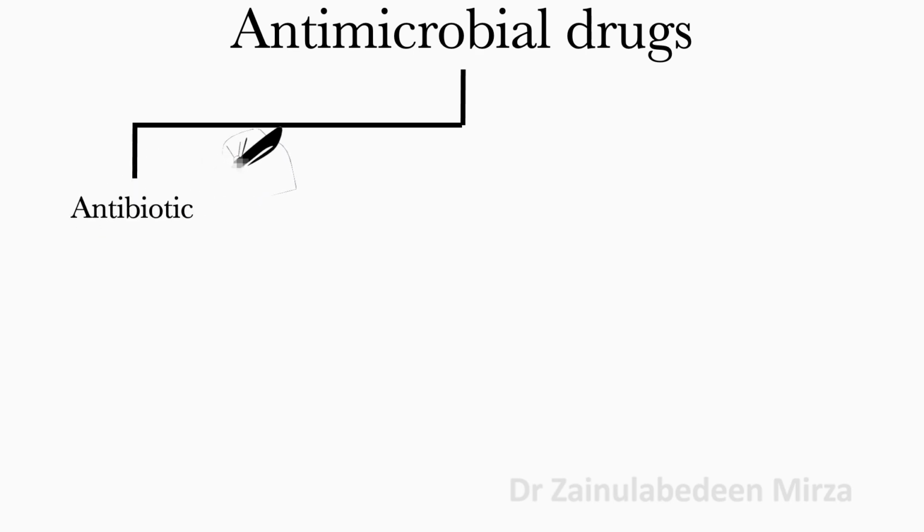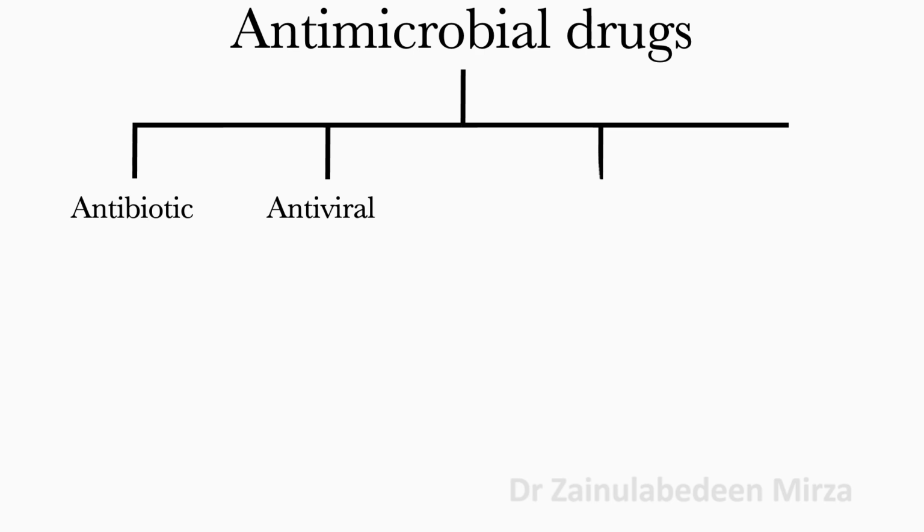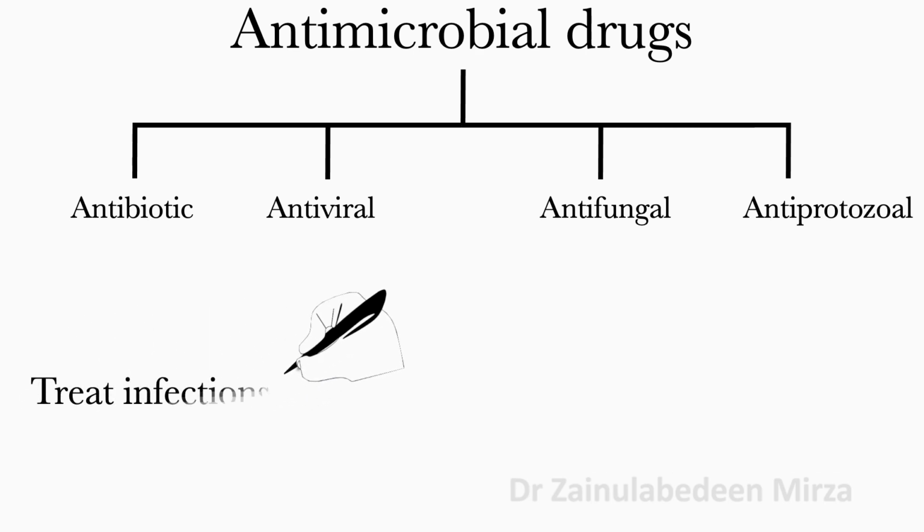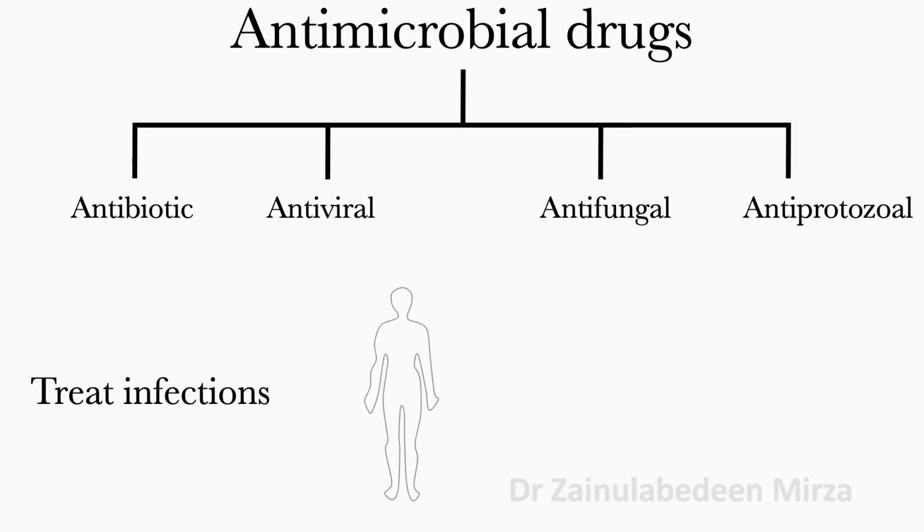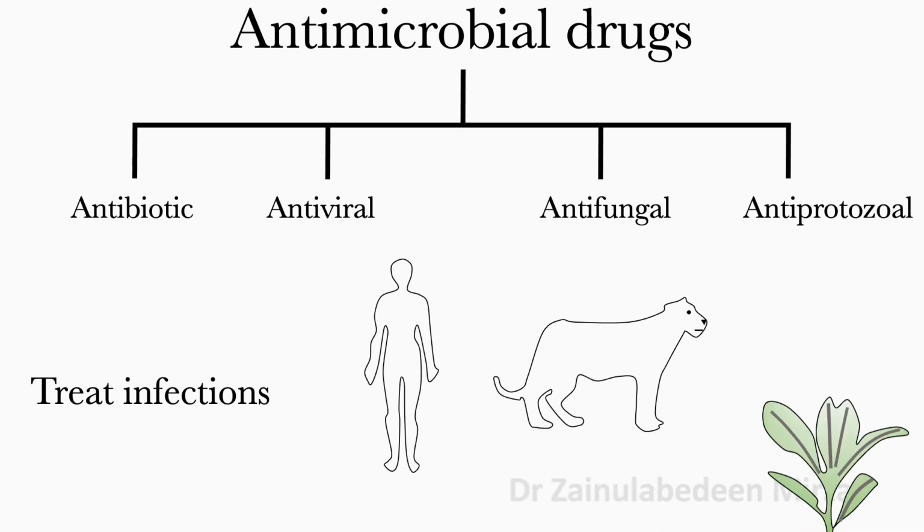There are many classes of antimicrobial agents. Antimicrobial drugs are divided into antibiotics, antivirals, antifungals, and antiprotozoals. These drugs are used to prevent and treat infection in humans, animals, and plants.